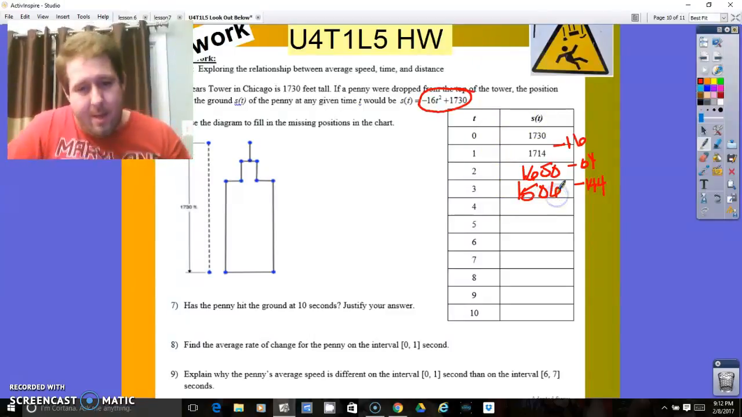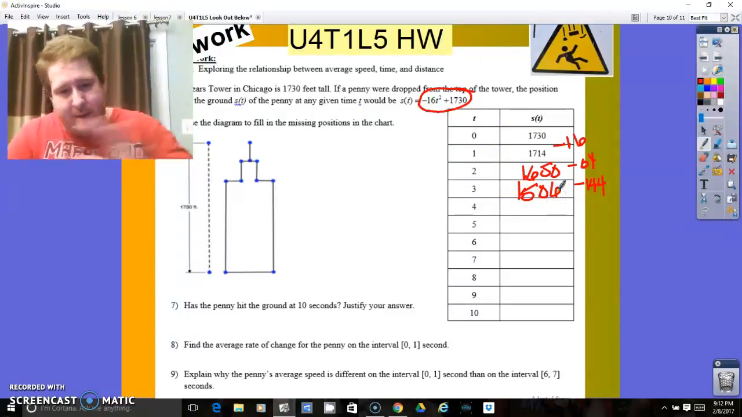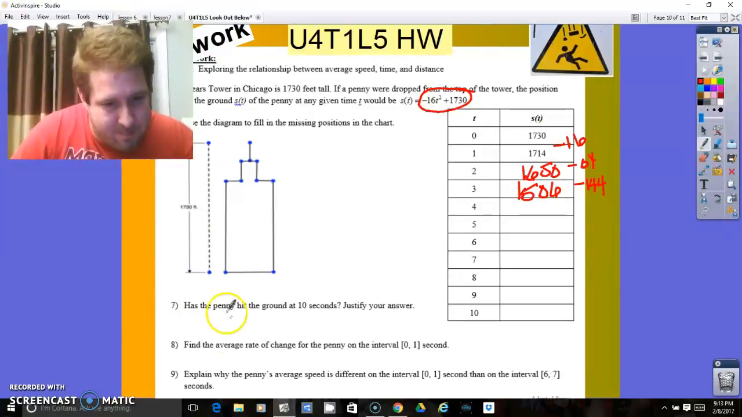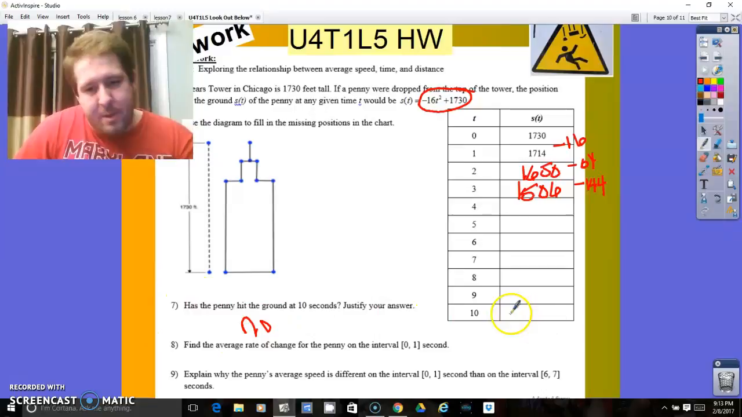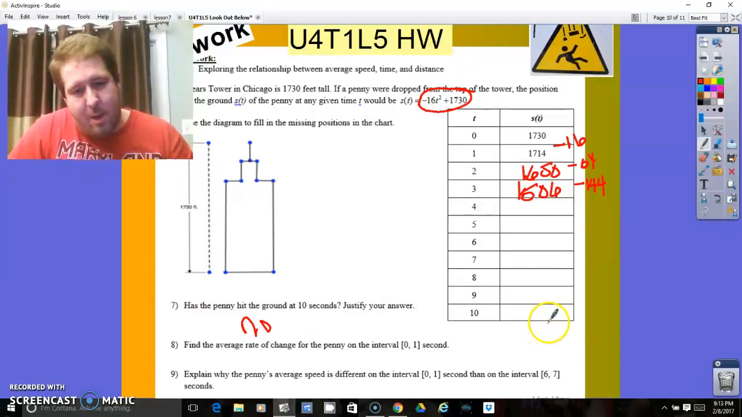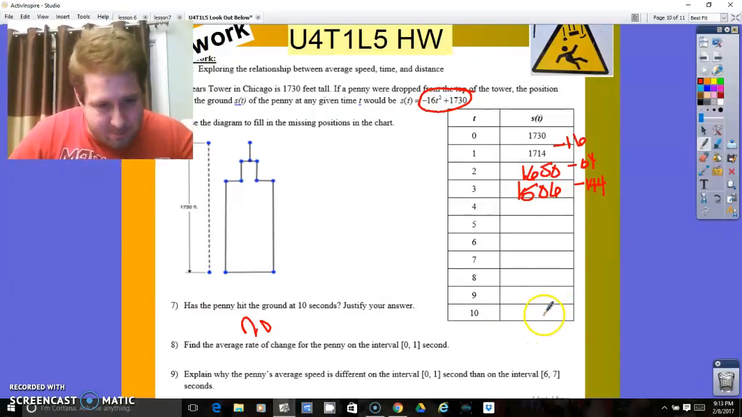Now, I don't have a graphing calculator. I'm doing it by hand. Now it's going to take way too long, and I'm already at 14 minutes. Has the penny hit the ground after 10 seconds? The answer you should get is no, because when you get this answer right here, you're still, I wish I remember exactly what it was. It was 100 and something feet.